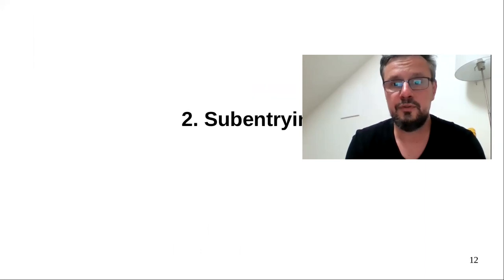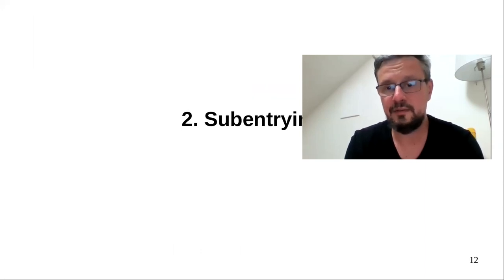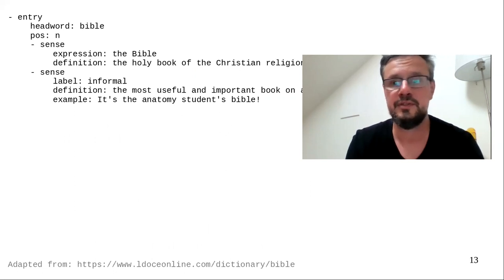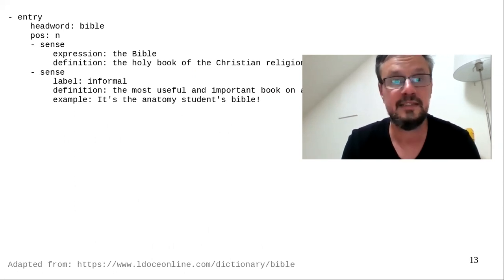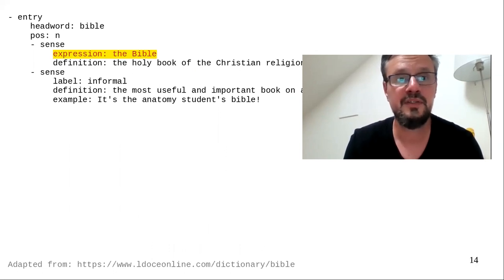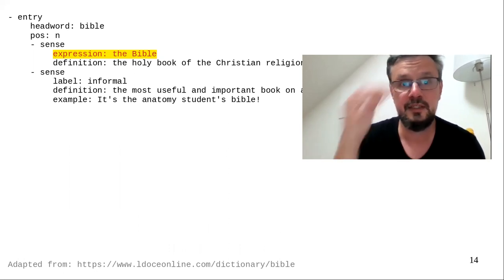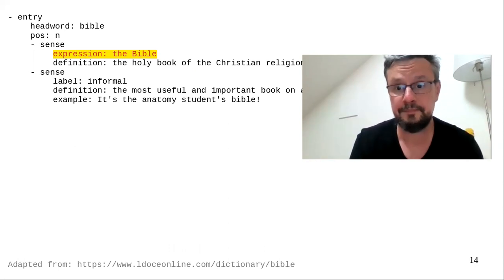Now let's move on to sub-entrying. I said you have sub-entrying in your dictionary if you allow entries inside entries. So here's an example of a very short entry that has that. The entry for the word Bible. It has two senses, and the first sense is actually a sub-entry because it kind of has its own headword, right? It's headed by the expression the Bible.